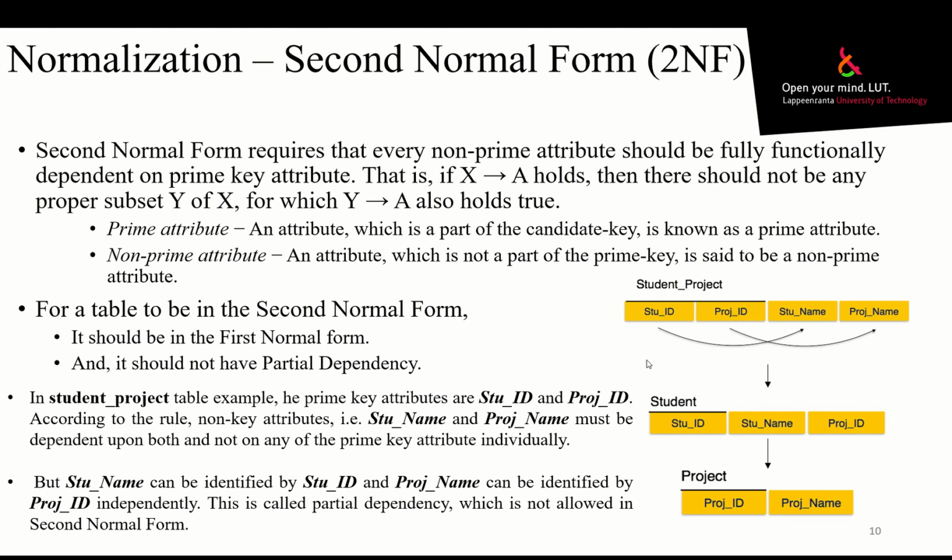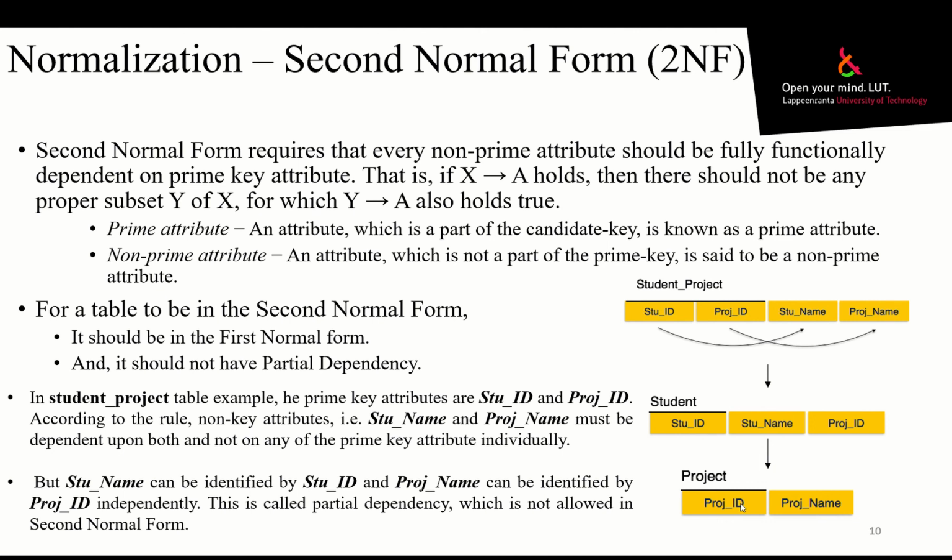So in order for us to fix that, the first thing we need to do is to break that into two tables. So we should have a table student where we have the student ID, the student name, and the project ID. And then we should have another table called project where we have the project ID and the project name. So this is just to explain to you how to remove those partial dependencies from a table. So this is the second normal form.